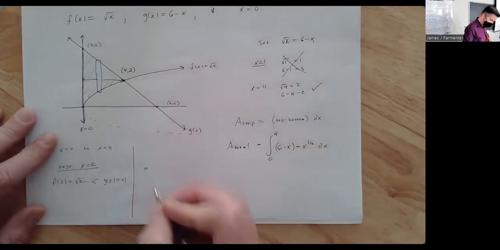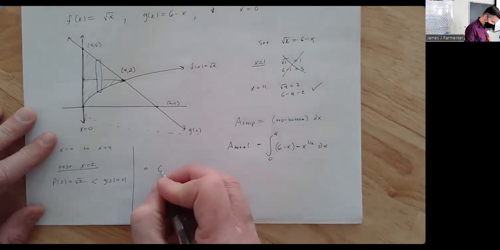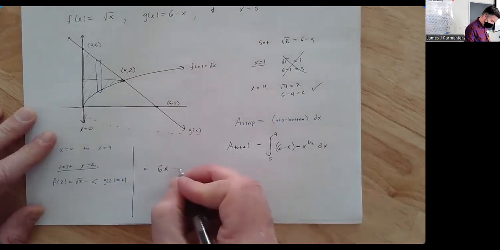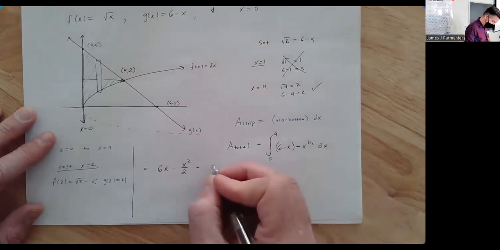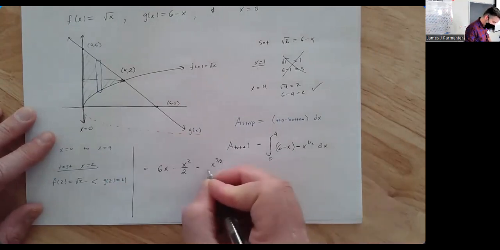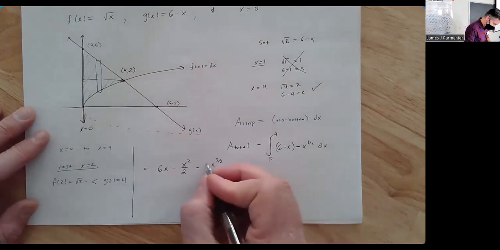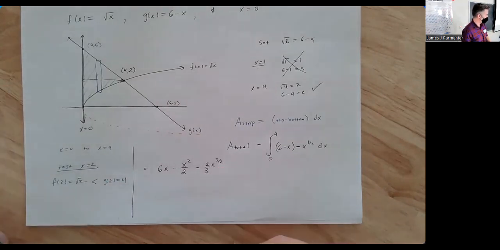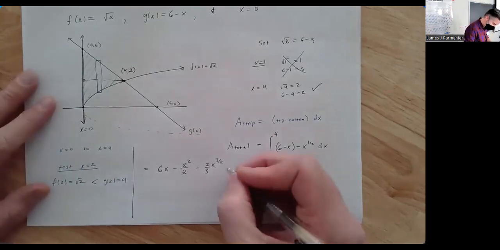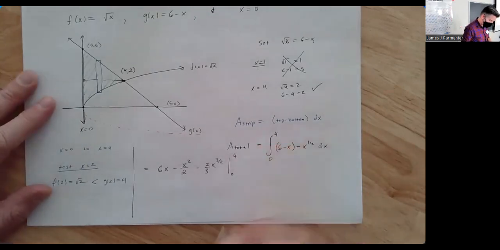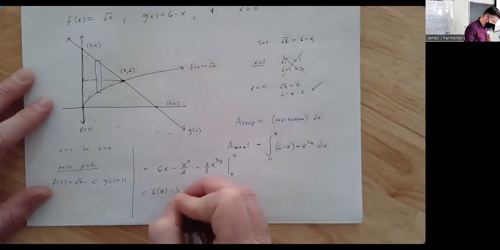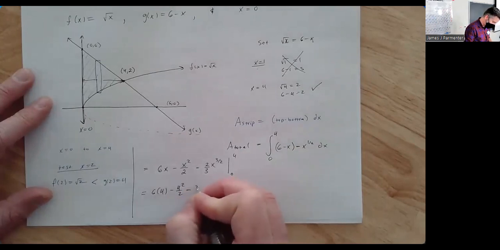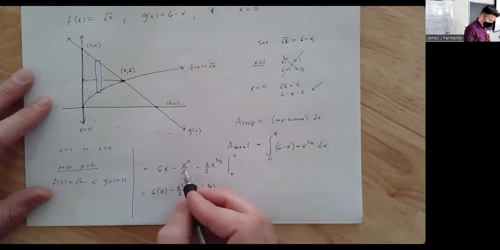So we're going to get that this is equal to, let's see, the antiderivative of 6 is 6x. The antiderivative of minus x is minus x squared over 2. The antiderivative of minus x to the 1/2 is minus x to the 3/2, dividing by 3/2, which is the same as multiplying by the reciprocal, 2/3. Evaluated from 0 to 4. So then we plug in 4. We get 6 times 4 minus 4 squared over 2 minus 2/3 times 4 to the 3/2. And then we plug in 0 and we get 0 minus 0 minus 0.